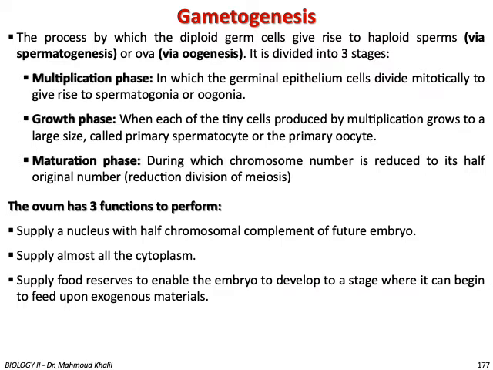So the ovum has 3 functions to perform: supply a nucleus with half the chromosomal complement for the future embryo, supply almost all the cytoplasm, and supply food reserve to enable the embryo to develop to the stage where it can begin to feed upon exogenous material. Therefore, the animal ovum is a cell of gigantic size.